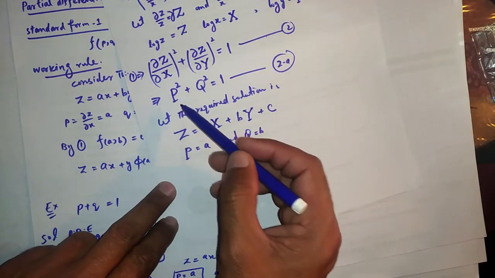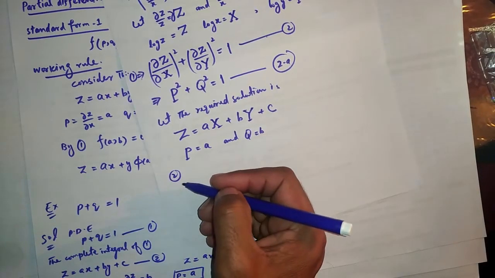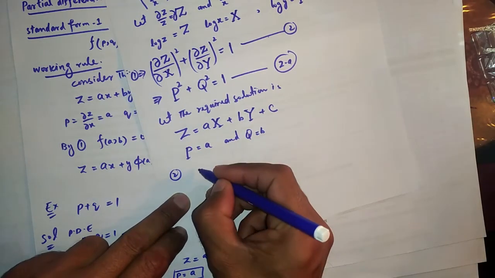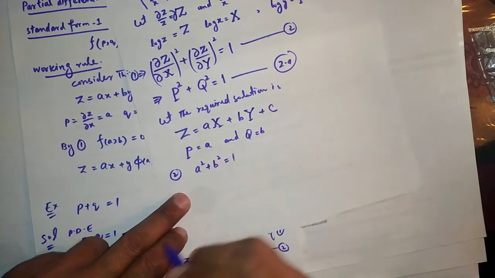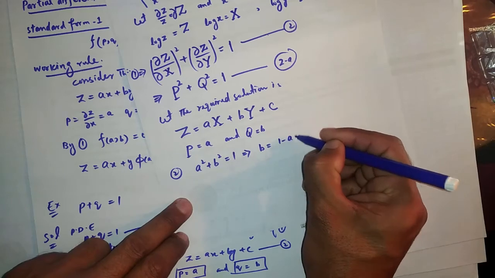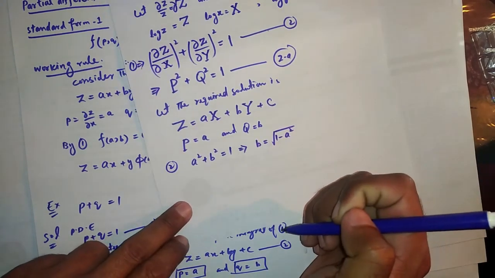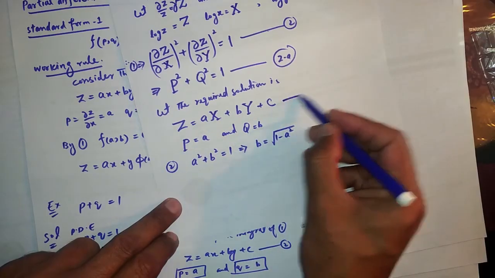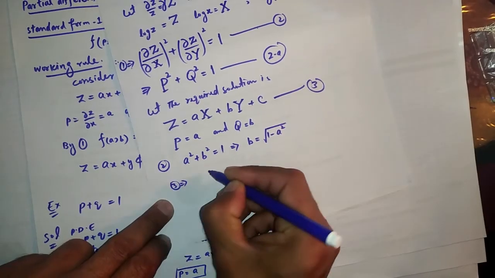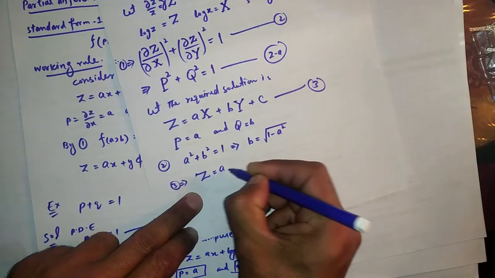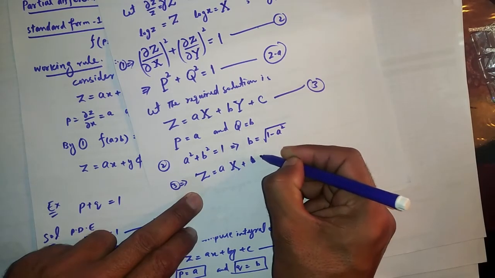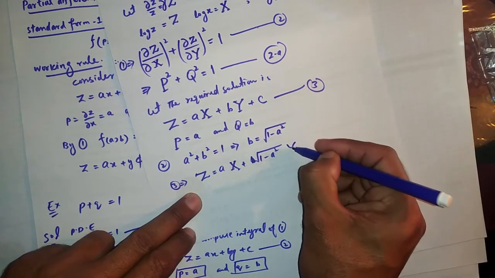And from equation number 2, p square plus q square equals 1, so it will be a square plus b square equals 1. Or from here we will get the value of b equals square root of 1 minus a square. Now we will put this value in equation number 3, and equation 3 will become capital Z equals a X plus square root of 1 minus a square into Y plus c.